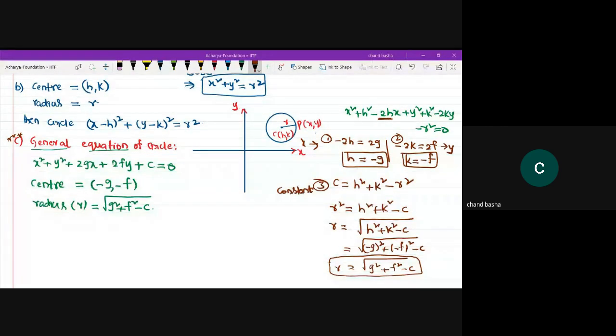Now, Sarandip, any doubt? You can ask, and G, both of you can ask your doubts.